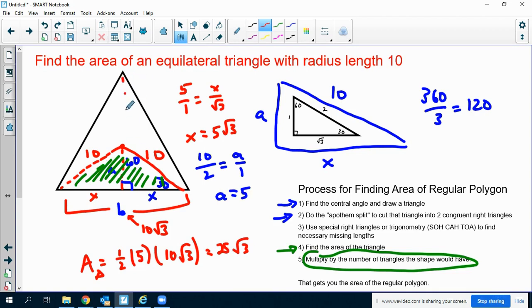Then remember, we have 2 more triangles. We have one over here and one over here. So we take this answer, multiply it by 3, and the area of the big triangle is 75 square root of 3 units squared.